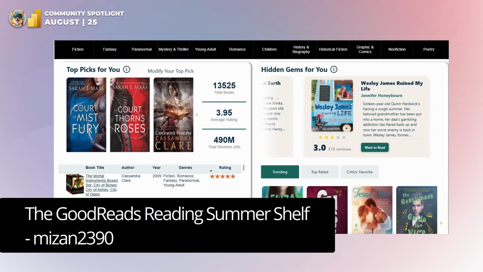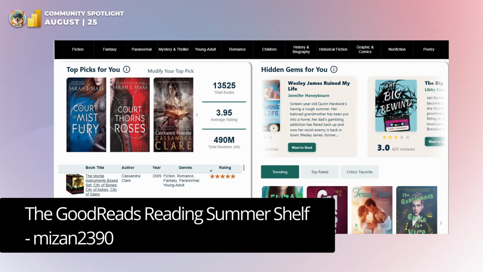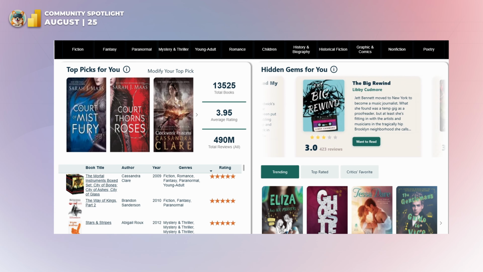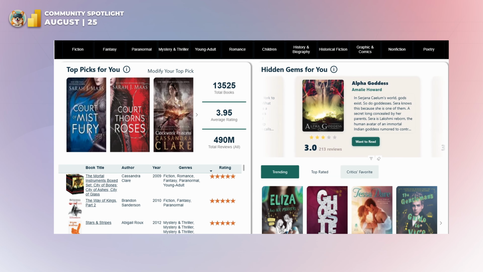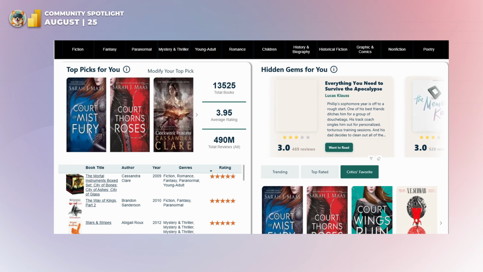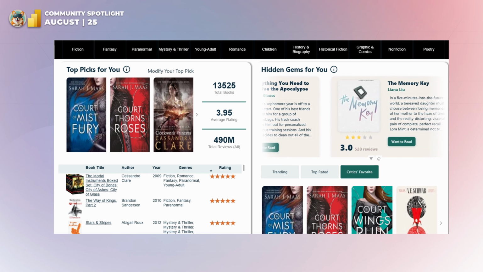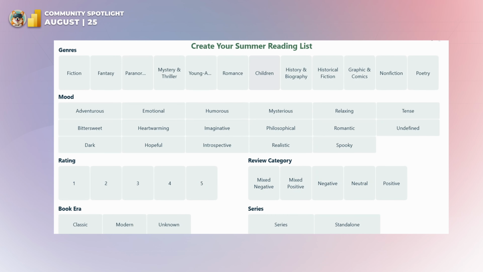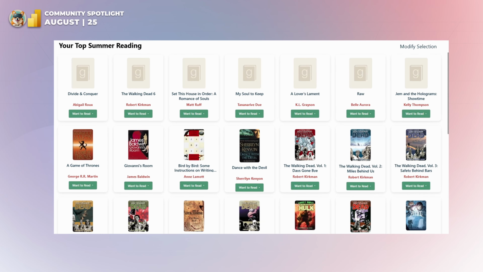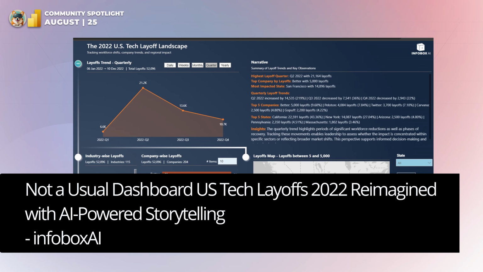Next up we have a beautiful dashboard by Mijan2390. The first thing that grabs your attention is the hidden gem scroller. It feels interactive and really engaging. The reader's choice section feels like you are browsing a live website. The author smartly used filters to build personalized book lists. That's really creative.